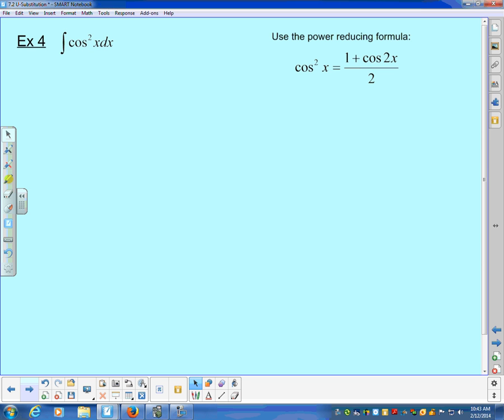Do you remember the difference? Because I think I asked the question on the worksheet. Sine squared, what's the power reducing formula? Yeah, it just has a minus here. It's the only difference. You might want to write that down now too. The sine squared of x equals 1 minus cosine of 2x over 2. And it still has cosine in it.